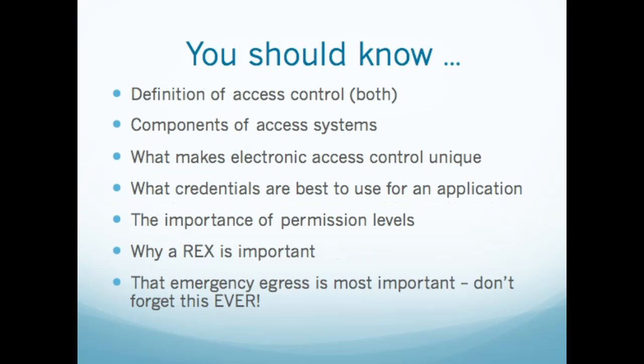So what do you need to know? In order to be successful in our project and in the course and going forward, you need to know the definitions of access control, both, right? Both the one we're using for the course, which is electronic access control, and then access control in general: locks and guards and receptionists and anything, signage that can limit people's movements is really access control. But you need to know both of those definitions. You need to know the components of the system.